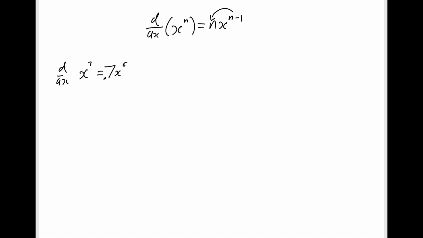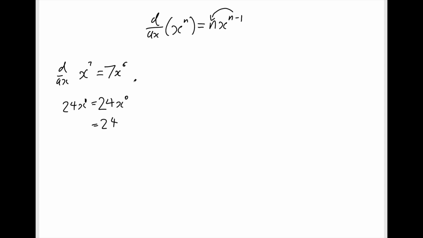This also works when the power is 1. So for instance, 24x. This now becomes 24 because we drag the power down, but remember that this is 1. So 1 times 24 is still 24 times x to the 1 minus 1, which is 0. So this is actually just 24, knowing that x to the 0 is 1.